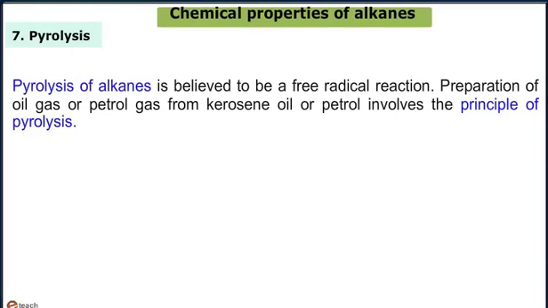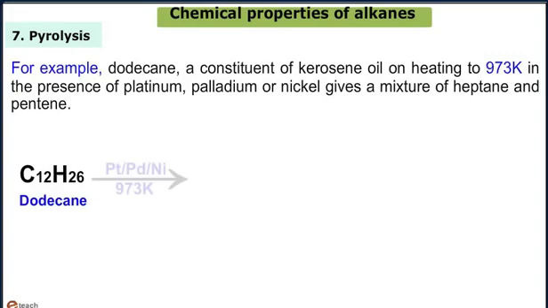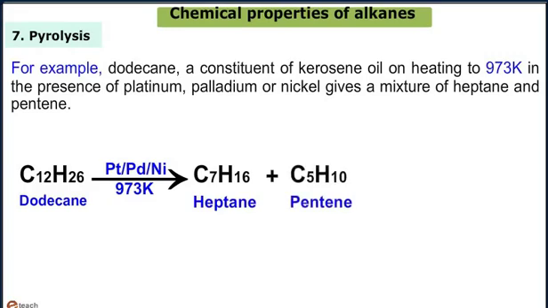Preparation of oil gas or petrol gas from kerosene oil or petrol involves the principle of pyrolysis. For example, dodecane, a constituent of kerosene oil, on heating to 973 Kelvin in the presence of platinum, palladium or nickel gives a mixture of heptane and pentene. Consider the reaction C12H26 in presence of platinum or palladium or nickel at 973 Kelvin gives C7H16 plus C5H10 plus other products.